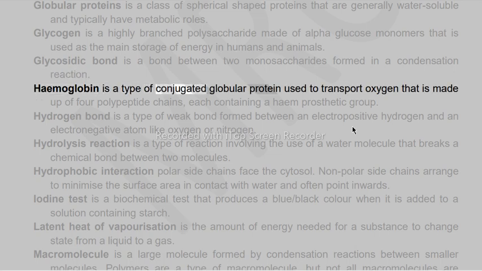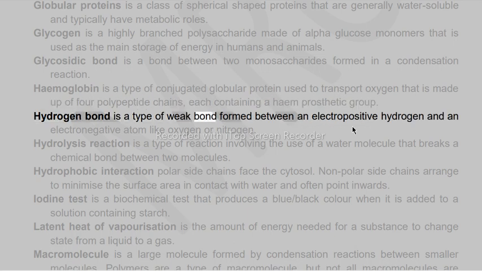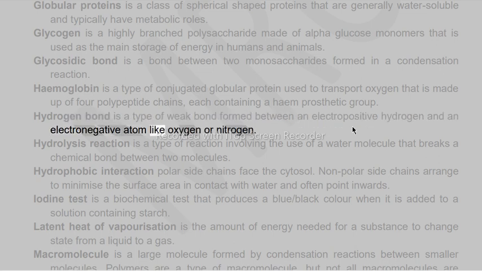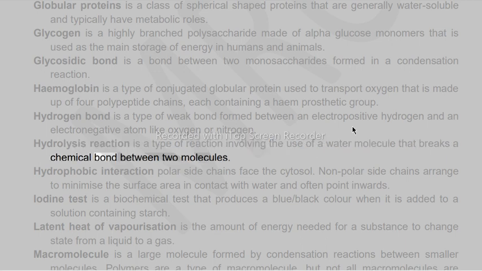Hemoglobin is a type of conjugated globular protein used to transport oxygen that is made up of 4 polypeptide chains, each containing a heme prosthetic group. Hydrogen bond is a type of weak bond formed between an electropositive hydrogen and an electronegative atom like oxygen or nitrogen. Hydrolysis reaction is a type of reaction involving the use of a water molecule that breaks a chemical bond between two molecules.